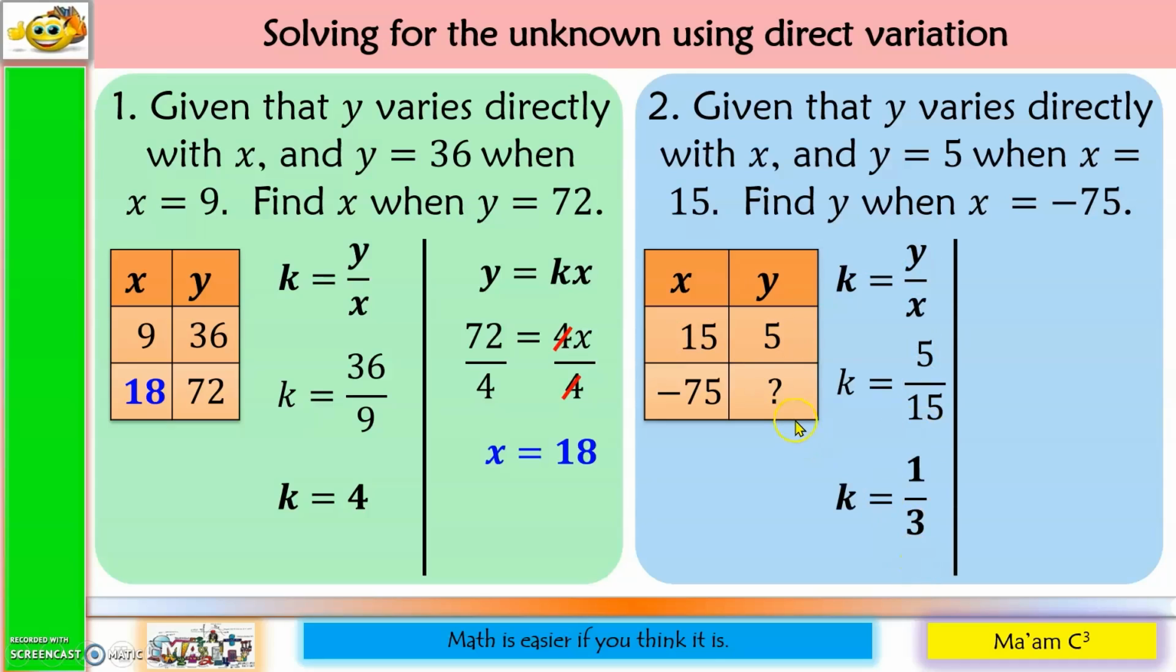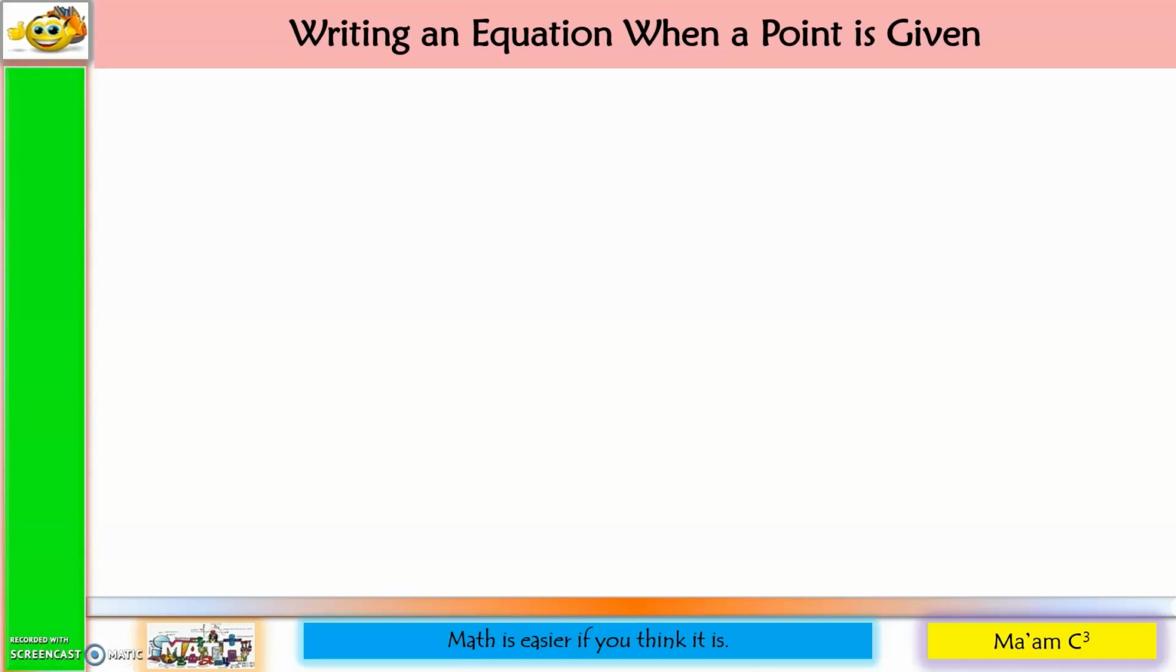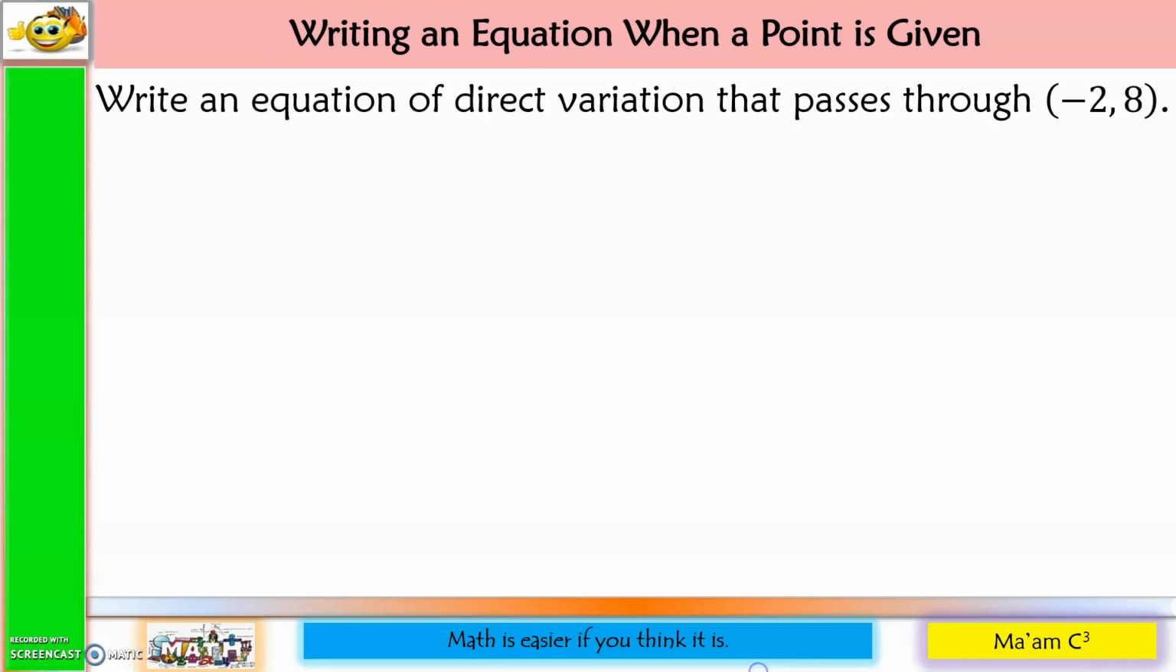Now, to solve for y, let's have the formula for direct variation. Our k is 1/3 and our x is negative 75. So let's substitute. 1 times negative 75 is negative 75 divided by 3. Y is equal to negative 25. So when x is negative 75, your y is equal to negative 25. This time, let us write an equation when a point is given. Write an equation of direct variation that passes through the point negative 2, 8.